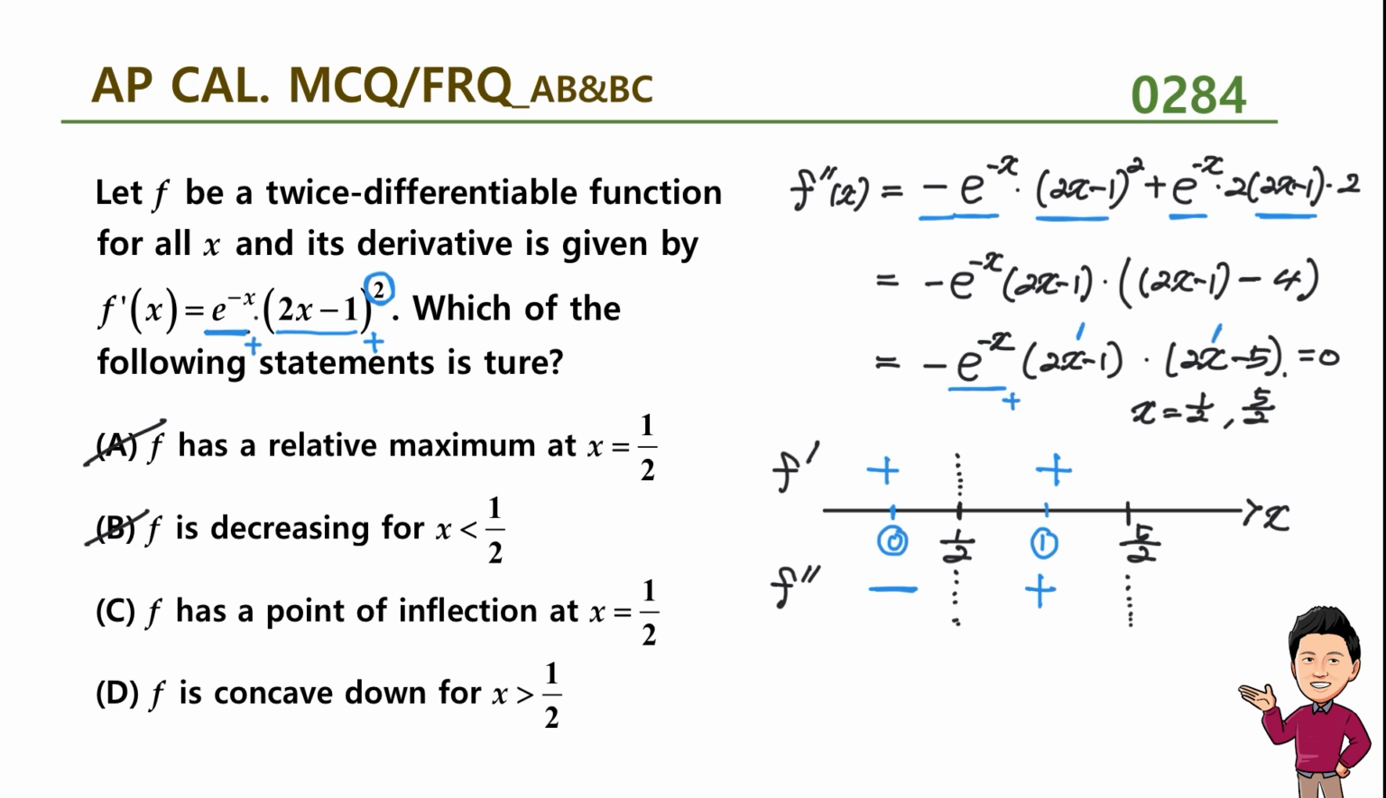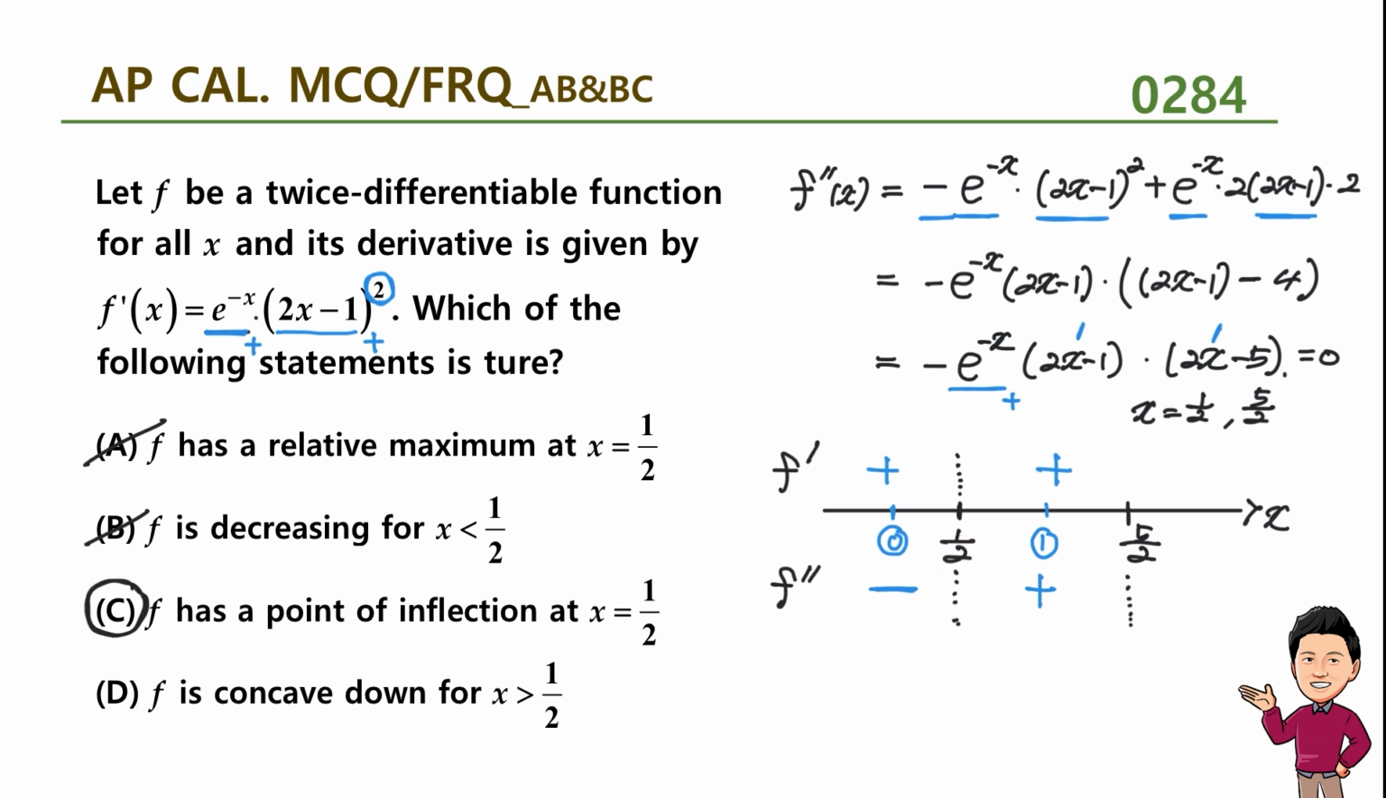C: f has a point of inflection at x equal 1/2. When does f have a point of inflection? Where f double prime changes its sign from positive to negative or negative to positive, right? Here, f double prime changes sign from negative to positive at x equal 1/2, right? So we do have a point of inflection at x equal 1/2. So C is true. That's the answer.